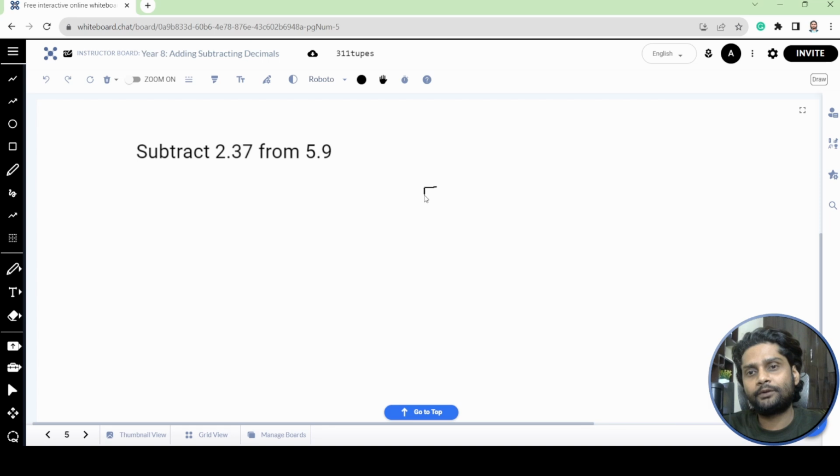So keep 5.9 up here, and just below that you need to write the next number, which is 2.37. So this is what you have to take away. 2.37 we have to take away from 5.9. So whatever we have to take away, we write it downwards. So no problem, again we can write the decimal lined up, and then the remaining numbers can be copied as it is. And then after we can perform subtraction.